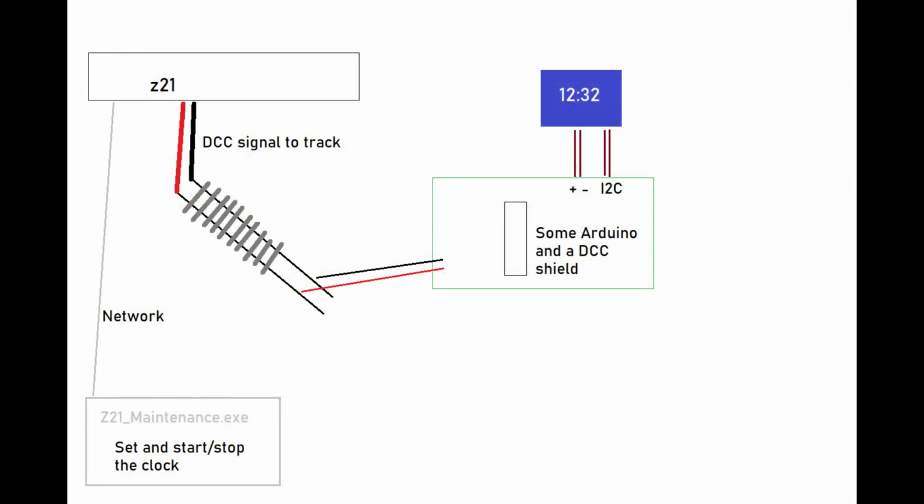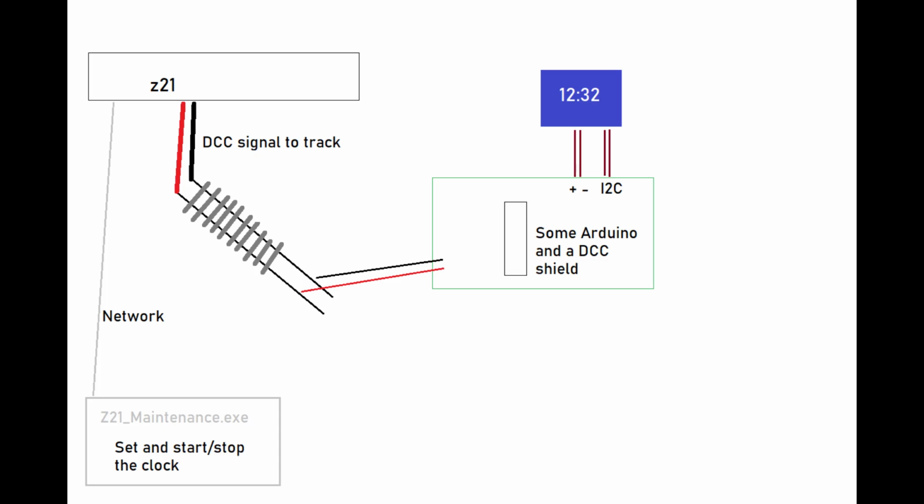Here's the basic setup I use. We have a Z21 in the upper left corner and a DCC signal to the track or to a DCC bus and an Arduino. I built my own Arduino based decoders, but you can use any Arduino with a proper DCC shield. And I use an I2C display. They're pretty cheap, the OLEDs.